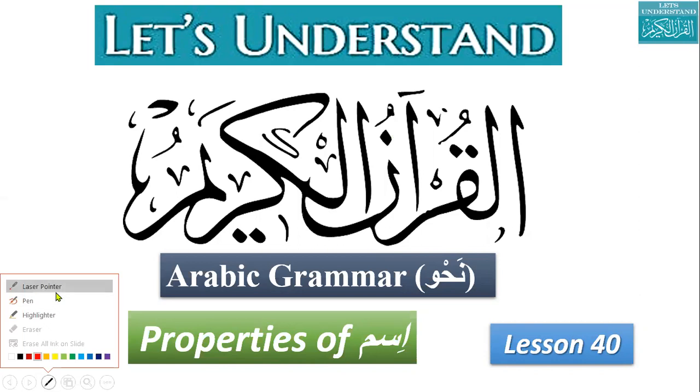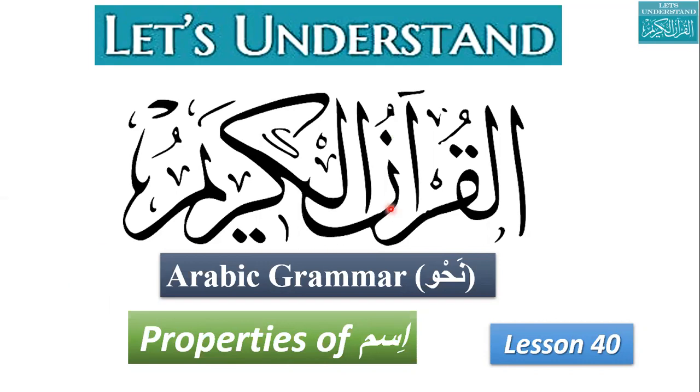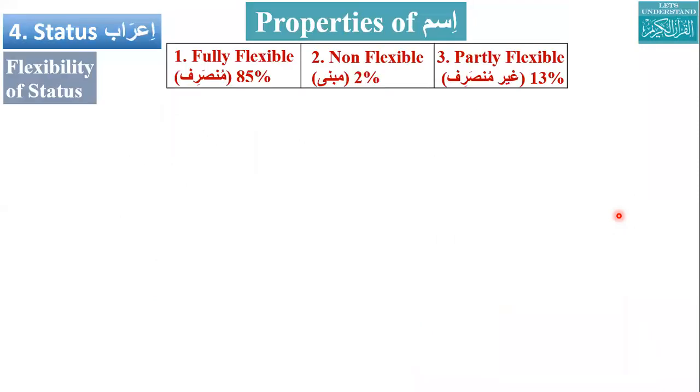So, guys, nowadays we are learning the properties of an ism. Manal, can you tell us what are the properties of an ism? Do you know the properties? Number, status, gender, type. So number, gender, type, and status. These are the four properties. So we were learning status. So we learned yesterday, what did we learn yesterday?